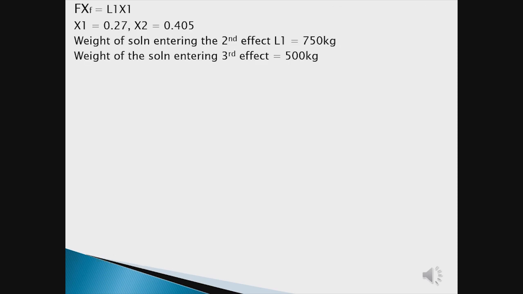And F xf is equal to L1 x1, which is a molar solute balance for the first evaporator. After calculating everything, we get x1 is equal to 0.27 and x2 is equal to 0.405. So finally, we could write what was asked in the question: the weight of the solution during the second effect, that is L1, is equal to 750 kilogram, and the weight of the solution entering the third effect is equal to 500 kilogram.